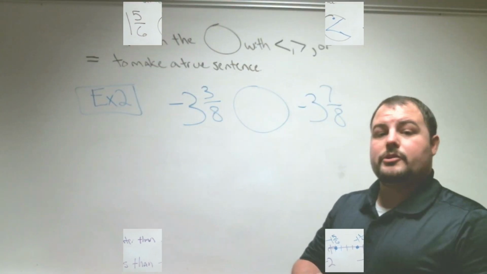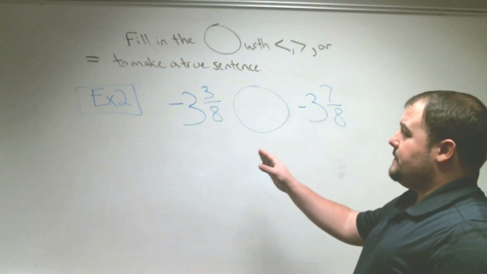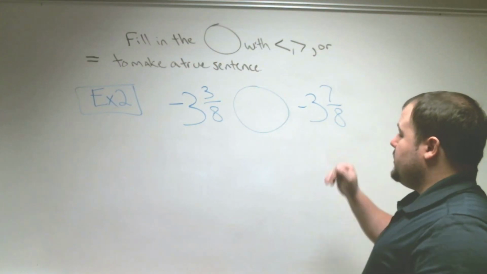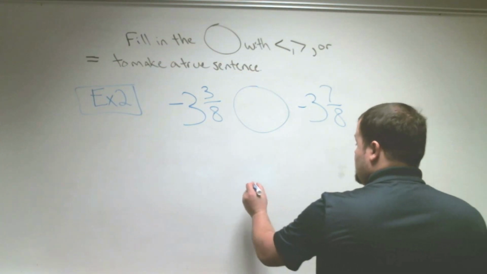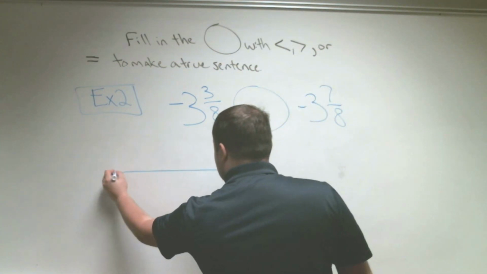Let's keep going. So in this example, we have to establish which is bigger, -3 and 3/8 or -3 and 7/8. So again, I might want to make a number line. So I'm going to go ahead and draw a number line.